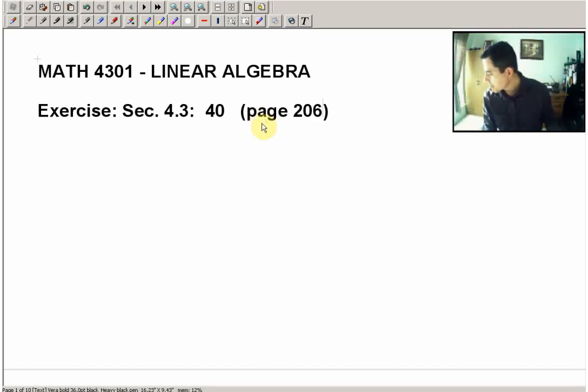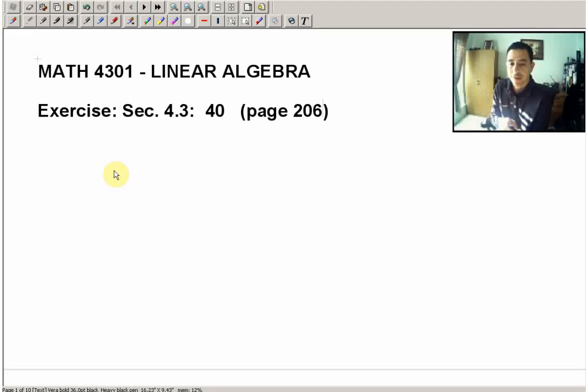Number 40, section 4.3, page 206. Here W is a linear combination of given, specific, fixed vectors, three vectors, okay? So they give you three vectors, and all possible linear combinations of those three vectors is what W is. Okay, so we want to show that W is a subspace.